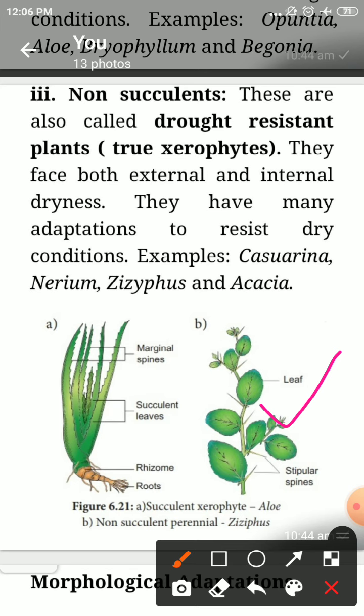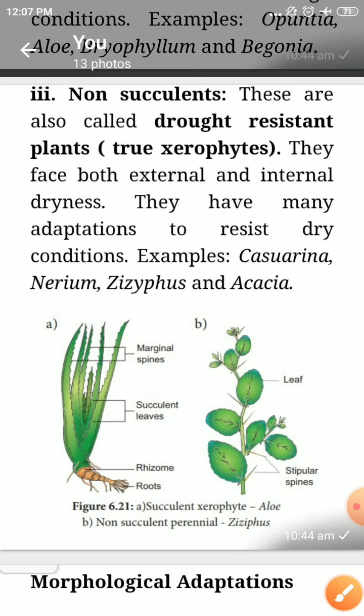A classical example is Ziziphus and Acacia, babul plant, bor plant. These are the excellent examples of non-succulents. Khair plant is also there. Different species of acacia and bor come under this category of non-succulents. Now these plants successfully grow there and face the drought very nicely. Therefore, these are called true xerophytes or drought resistant xerophytes.